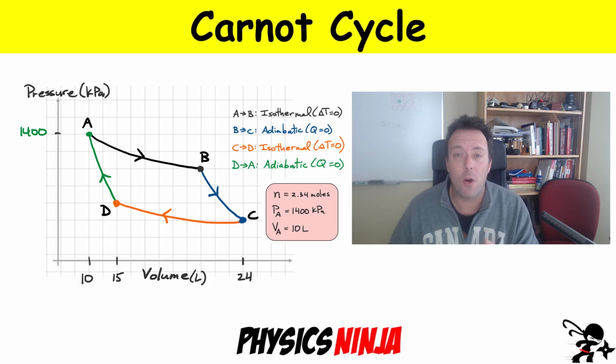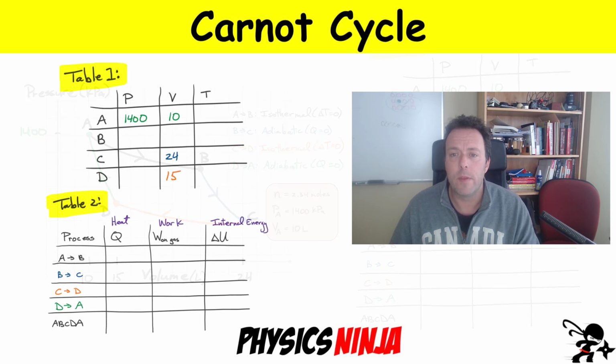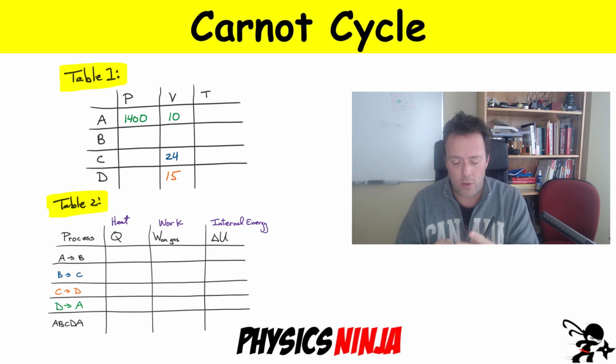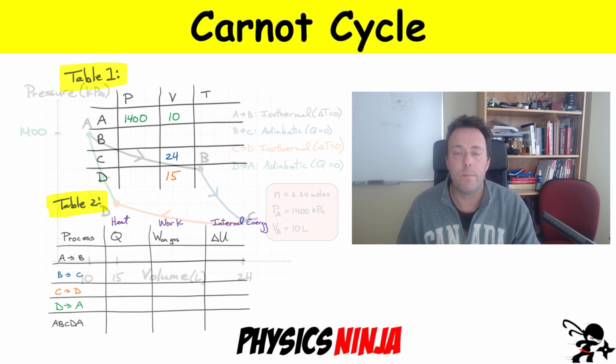Okay, at the end, my goal is going to be to fill out two tables. The first table shown here up above has all the pressure, volume, and temperature data for all of the key points on the Carnot cycle. And table 2 will involve calculating the heat, the work done on the gas, and the change in internal energy of the gas as it goes through the different stages of the Carnot cycle.